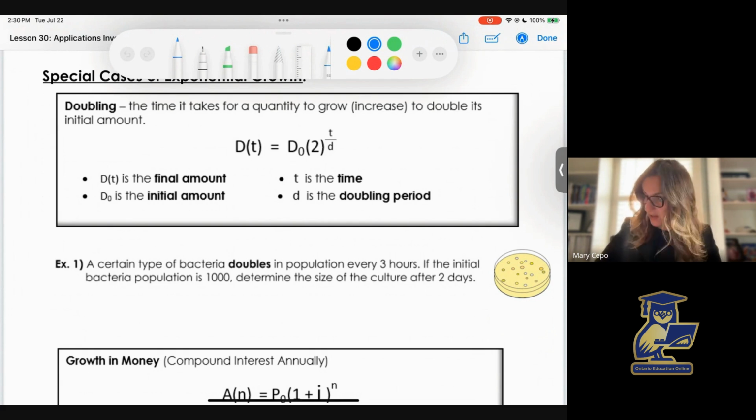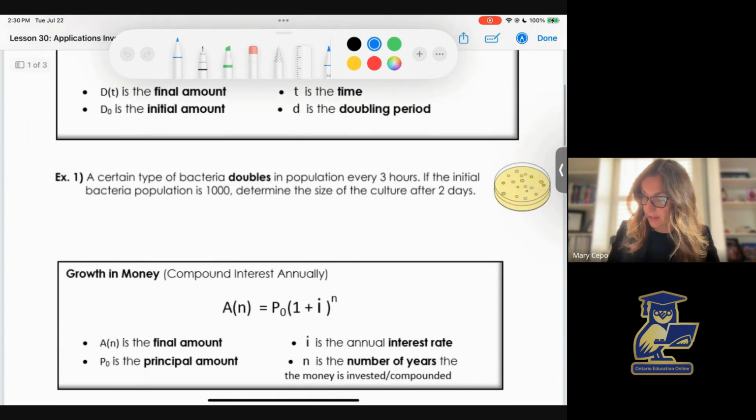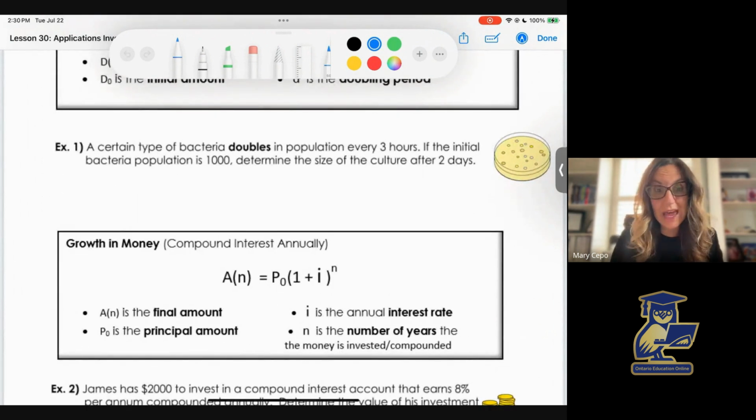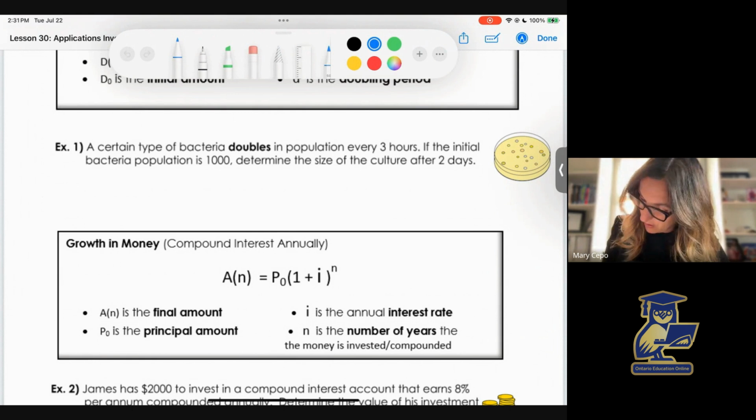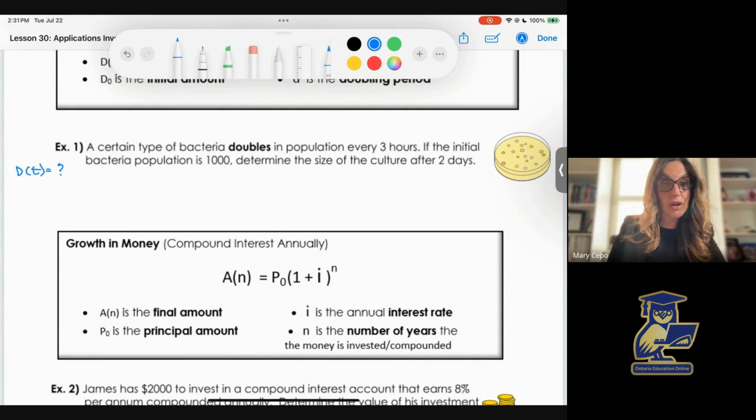So let's look at example 1. A certain type of bacteria doubles in population every 3 hours. So then the base would be 2, and the doubling period is 3 hours. If the initial bacteria is 1,000, determine the size of the culture after 2 days. You're observing this bacteria over 2 days. We know every 3 hours, the population doubles. So let's use that function notation there and break down the information. So we know d at t, that's what we're trying to figure out. What is this population after 2 days?